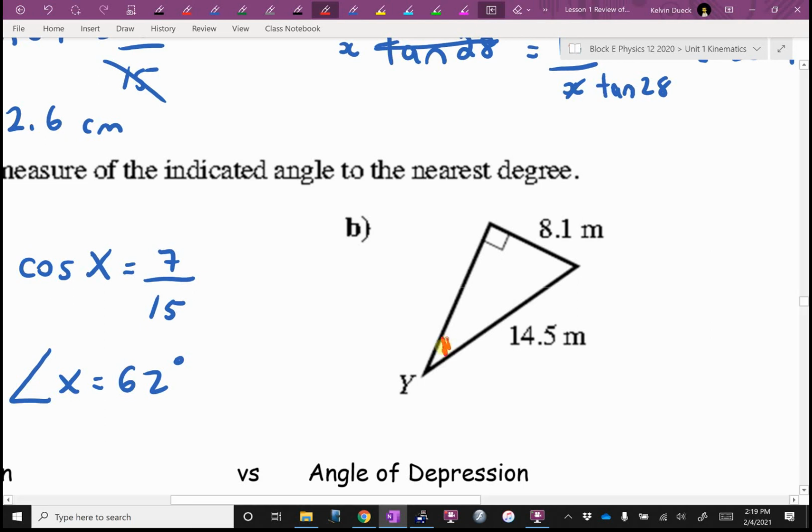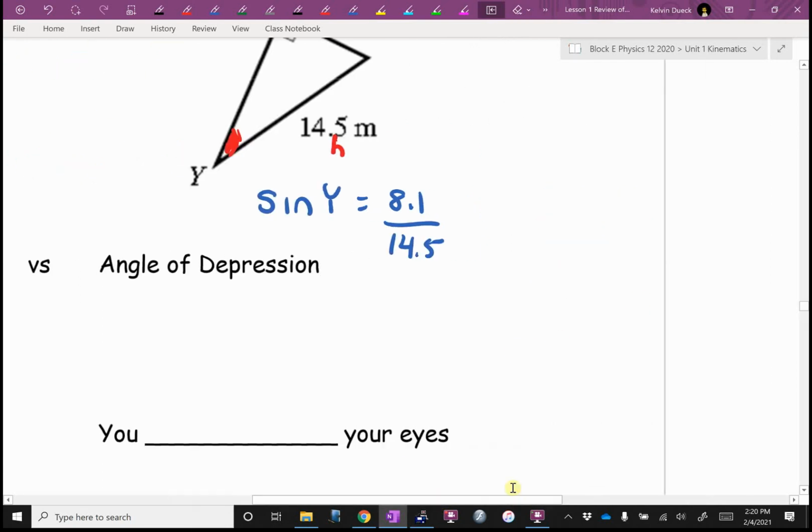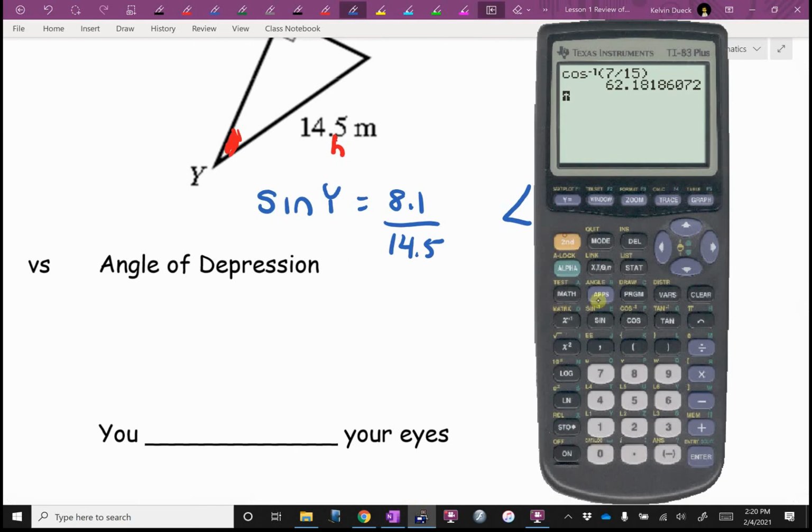Okay. Color, color, color, color, color. That 8.1, opposite, adjacent, or hypotenuse? What about the 14.5? Which trig function? That's not the trig function. Sine. What always goes next to the trig function? The angle, which in this case, because I asked you to. And that's going to be opposite over hypotenuse, 8.1 over 14.5. How do I find the angle? Second function, or shift. 8.1 divided by 14.5. Matt B, did you get 33? Oh, 34 degrees?